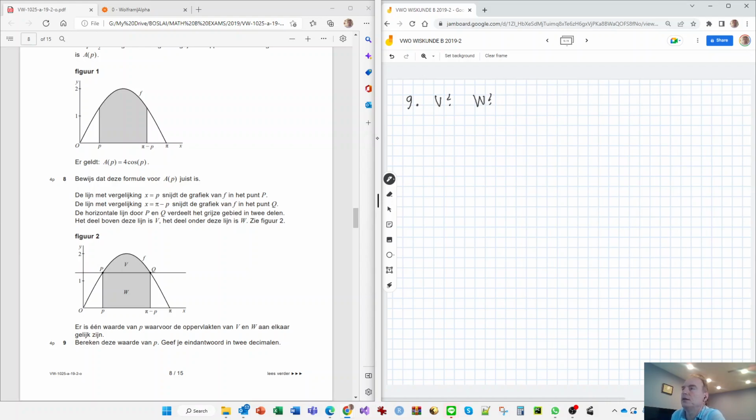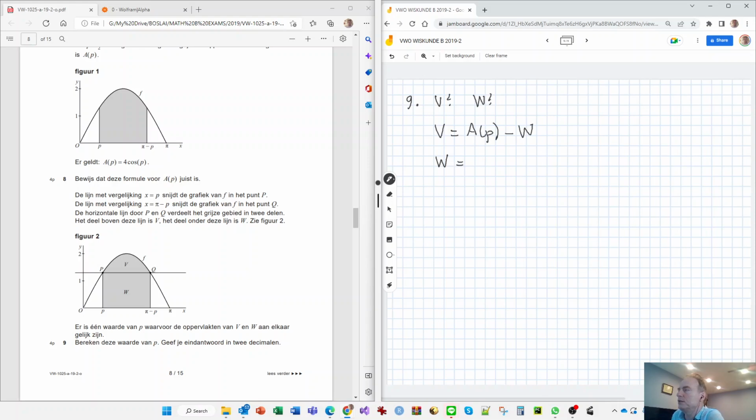But actually, let's do it a bit different. We know this area A here from the previous exercise. So we know that V is basically that area A given by the previous one, minus W. And W is just a rectangle, which is easy to calculate. Well, what's the area of that rectangle?